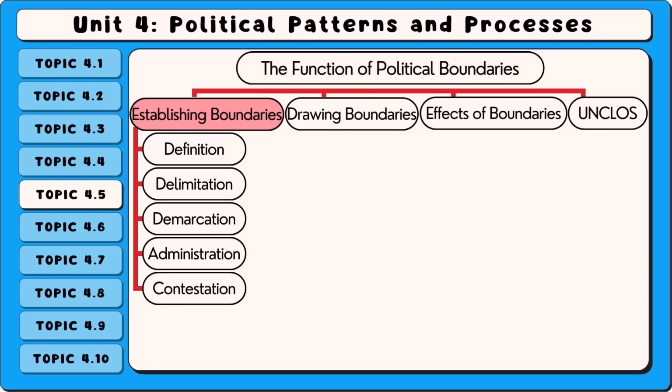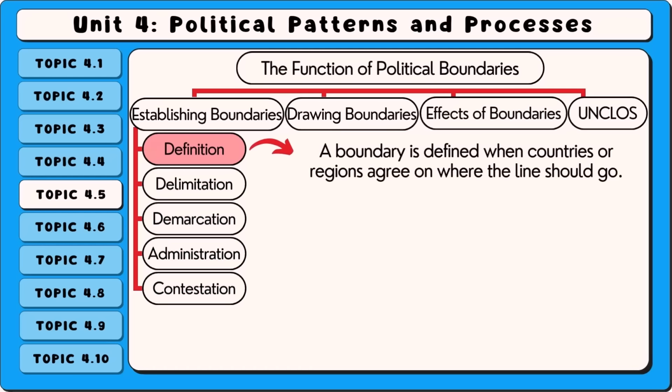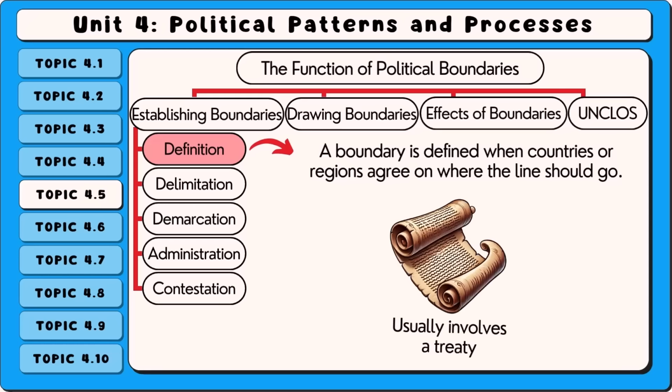For AP Human Geography, you need to know the following 4 steps used to establish a boundary: definition, delimitation, demarcation, and administration. This section of the lesson also requires that you know about how boundaries can still be contested even after they're created. Let's go through each of these points in order. The first step is definition. A boundary is defined when countries or regions agree, usually through a legal document, on where the line should go. This step creates a written description of the boundary, often in a treaty.